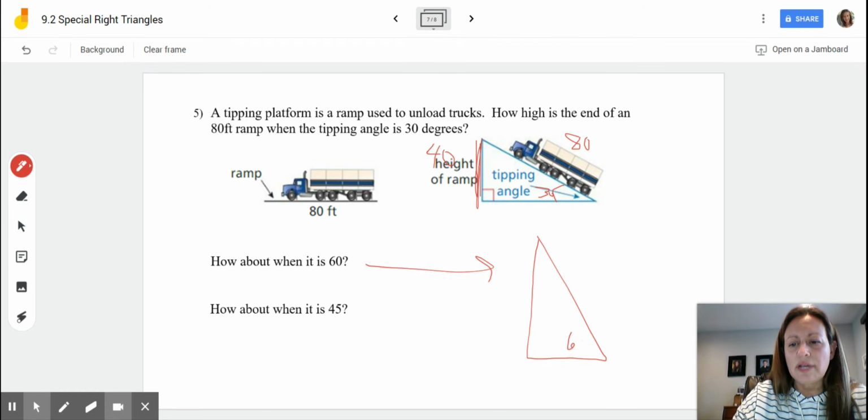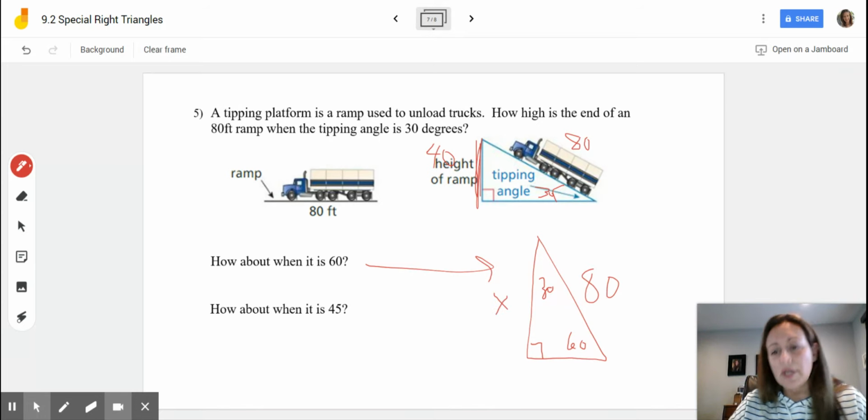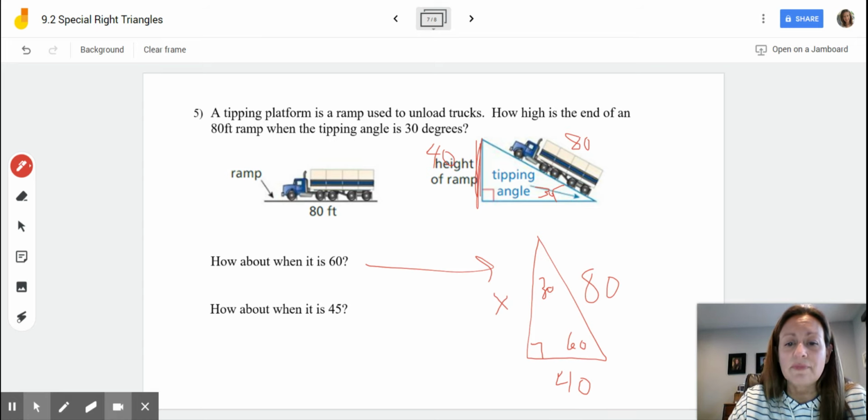If the 60-degree angle was there, and that's still a right angle, and that's 30, and this is 80, now what we're trying to find is the longer leg. But in order to find the longer leg, you got to go around and find the shorter leg first. So from 80, you have to divide by 2 to get the shorter leg is 40. Then what's the relationship between short leg and long leg? It's times radical 3. So the answer would be 40 times radical 3. And that is the simplified answer, 40 radical 3.